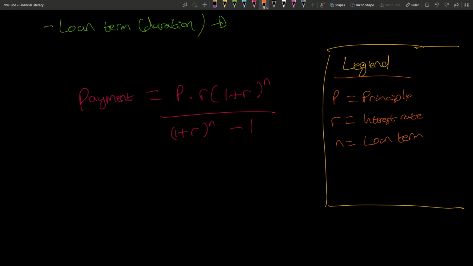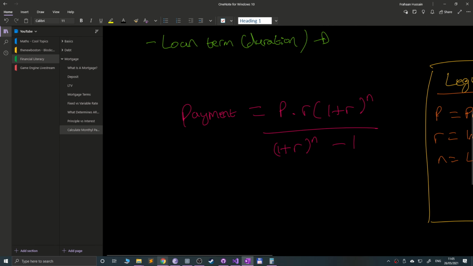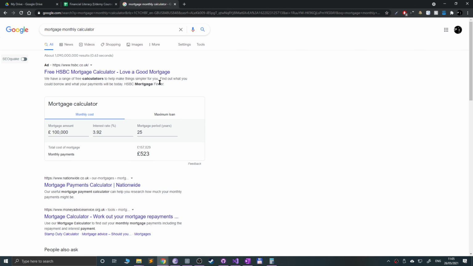Okay, so let's run through an example. Let me just go to the web browser, and on here, if you just Google mortgage monthly calculator, you get this little handy box which does everything that we're about to do behind the scenes. So you might be wondering, why would you want to know this if you've got this? Really, it's just so you can figure out how it's actually working, and then you can manipulate it if you want months, days, years, all that sort of stuff.